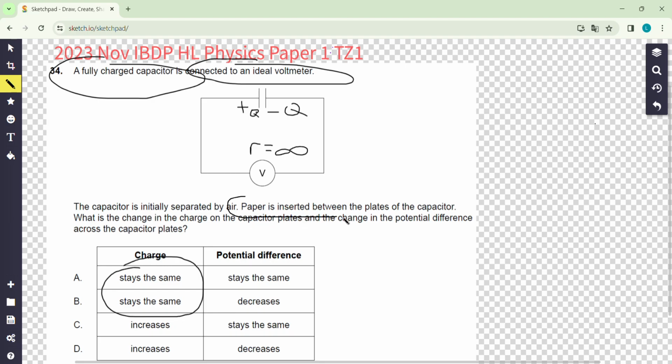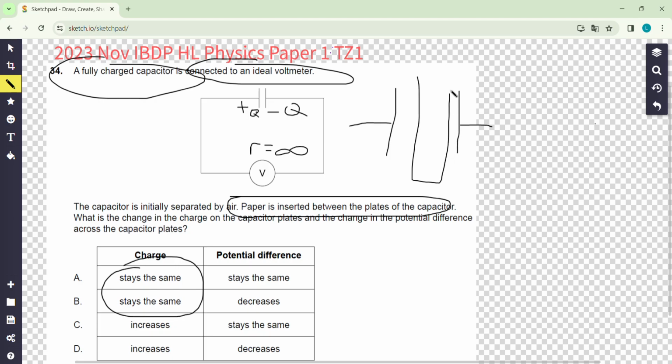Paper is inserted between the plates. So we have to think about the parallel plates here, the electric field, with paper inside. So what is the effect of the paper? We can say it has some shielding effect. So the effective separation between the plates of the capacitor is dropped. So the effect decreases.